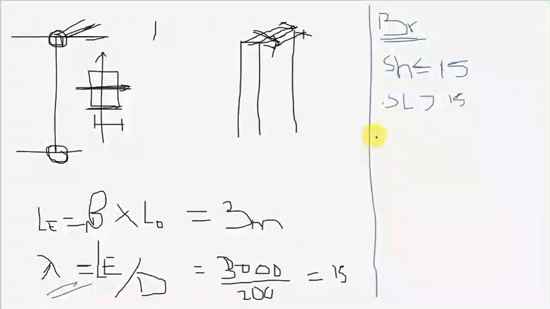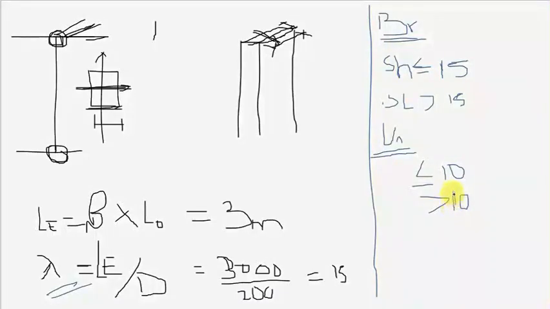What about for unbraced structures? In most of our structures, we don't have bracings. We don't even have shear walls. So they're usually unbraced. So if it is for unbraced, the value for lambda here should be less than or equal to 10 for it to be called a short column. Otherwise, if it is greater than 10, then that is a slender column, right?